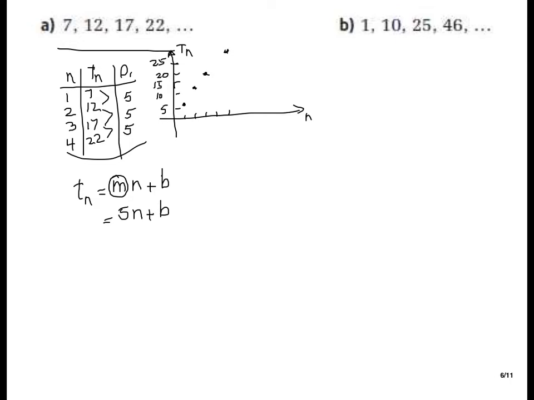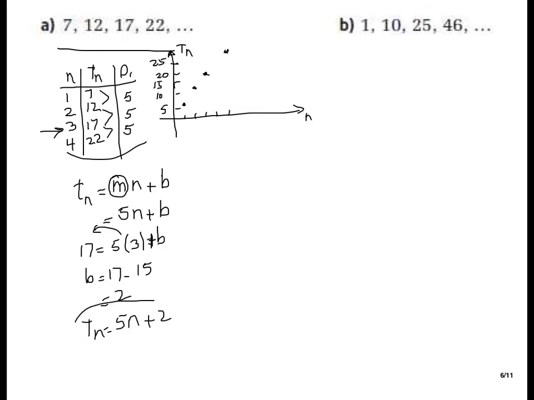To find the y-intercept, I'm going to pick one point, sub it back into the equation, and then find b. So let's say we pick this point: when n is 3, t sub n is 17. Now 5 times 3 is 15, so I take it to the left. So I get b is 17 minus 15, which is going to be 2. So t sub n is going to be 5n plus 2. This is my explicit formula.